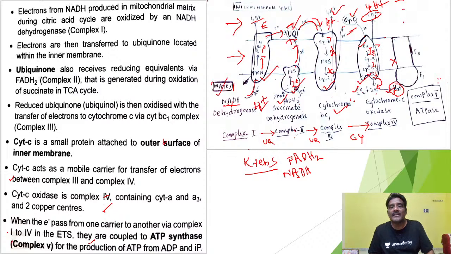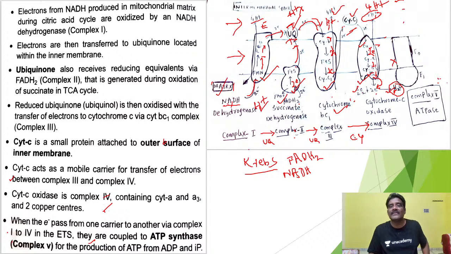So this is the way by which the electrons move from one complex to another. But during the flow of electrons through complex 2, no protons are pumped here. Why are protons not pumped here? The reason is that during the electron movement from FADH2, that is complex 2, to ubiquinone, and then complex 3, energy is released.